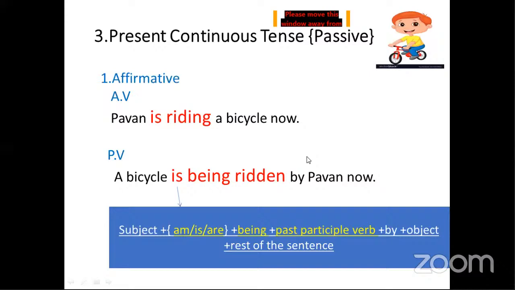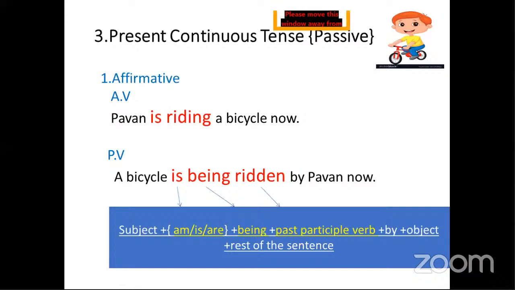We have two forms of being, but you have to keep in your mind the B-E-I-N-G form, this being, right? And next, being should be there. And the most important part is the past participle verb. Right? The past participle verb. So we have to get the past participle verb of the given verb.